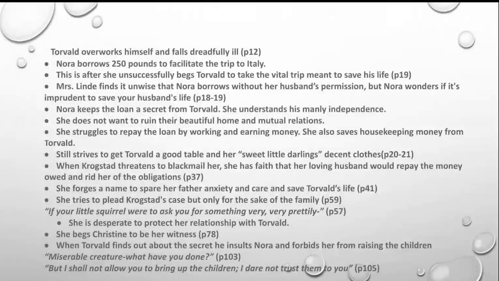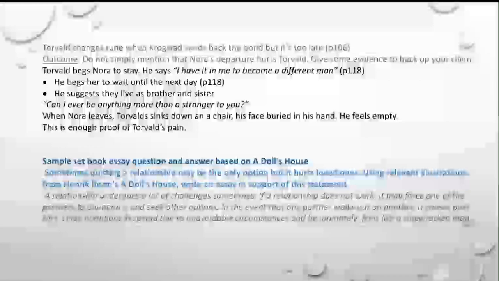When Torvald finds out about the secret, he insults Nora and forbids her from raising the children. I quote right there: Miserable creature, what have you done? But I shall not allow you to bring up the children. I dare not trust them to you. Page 105. Torvald changes tune when Krogstad sends back the bond, but it is too late.